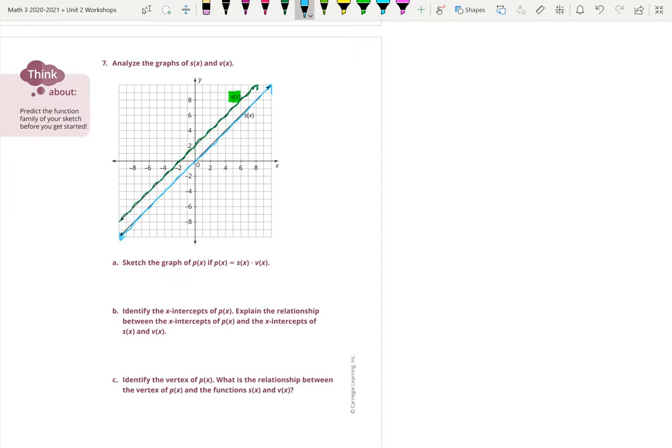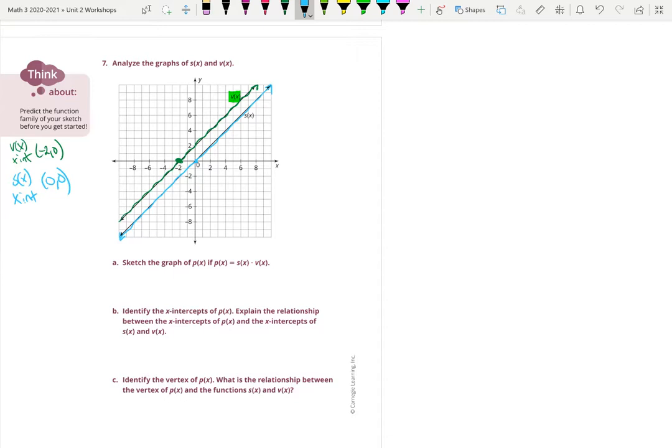In order to do so, I'm going to look at the x-intercept of both lines. The 0 of v of x is negative 2. So for v of x, the x-intercept, the 0, is negative 2 comma 0. For s of x, my x-intercept is going to be at 0, 0. So this is going to define the behavior.